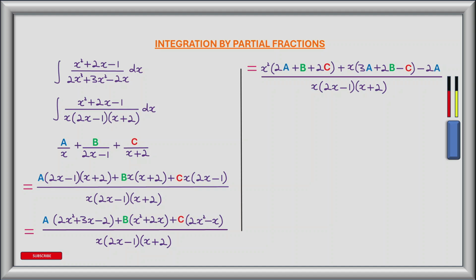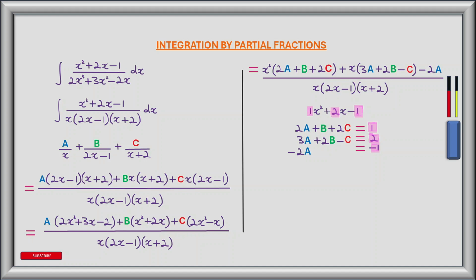The next stage is to group the x squared, x, and constant terms together in the numerator. If we do this, we see that the x squared and x terms have coefficients comprising of a, b, and c, and the constant term is minus 2a. The denominator remains unchanged. I've now removed the coefficients and constant from the numerator of this new expression and compared them with the original expression. As both expressions have only an x squared, x, and constant term in the numerator, and the denominator is the same, we can equate the coefficient of each and solve for a, b, and c.